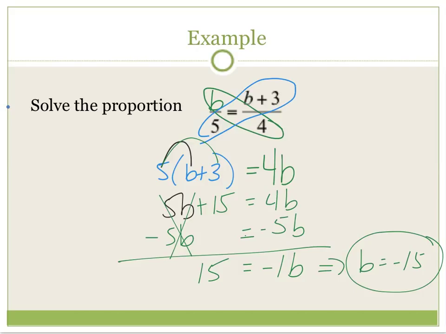Putting this back in here, I see that it means negative 15 over 5 is equal to negative 15 plus 3 over 4. Well, of course, negative 15 plus 3 is negative 12. So is that equal? Well, it'd be 3 on the left and negative 3 on the right. So yes, that would be equal.